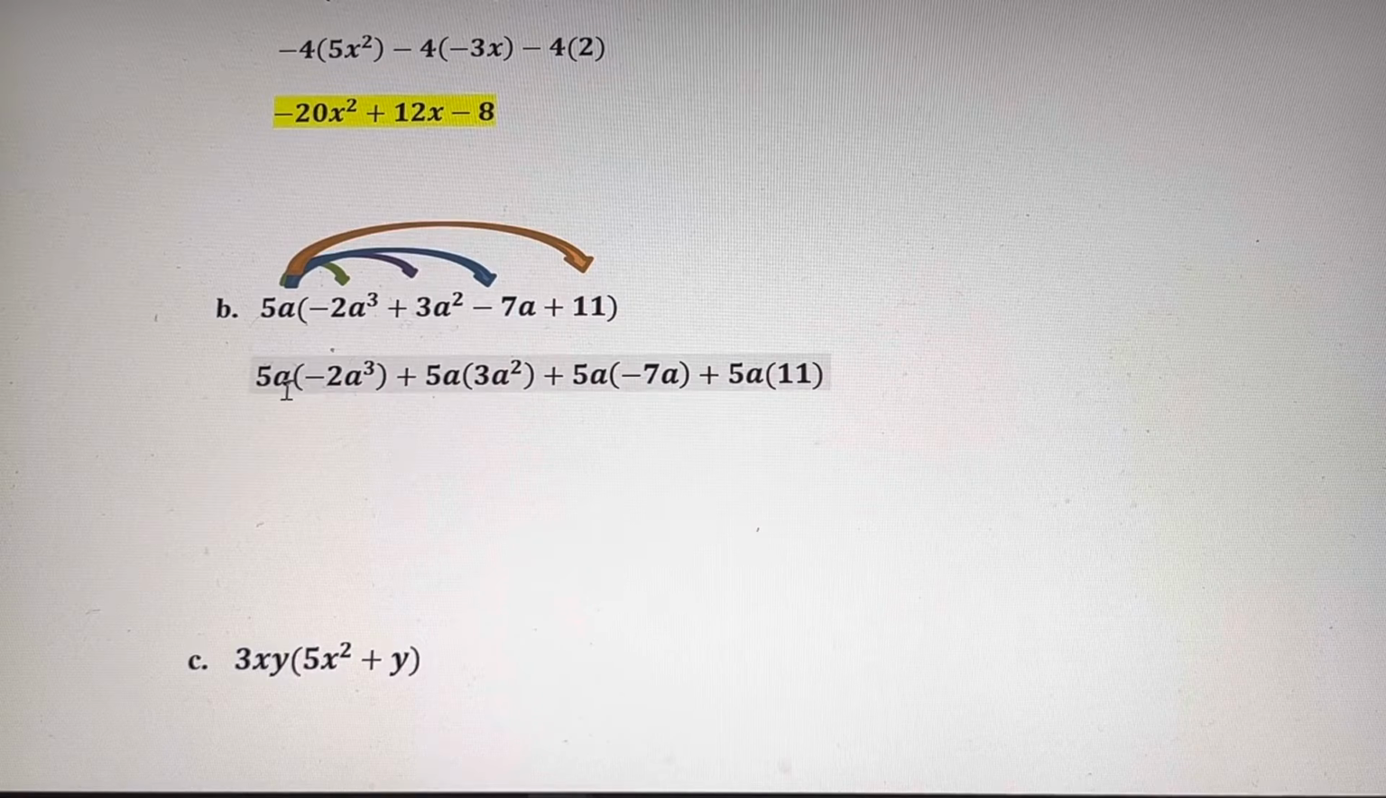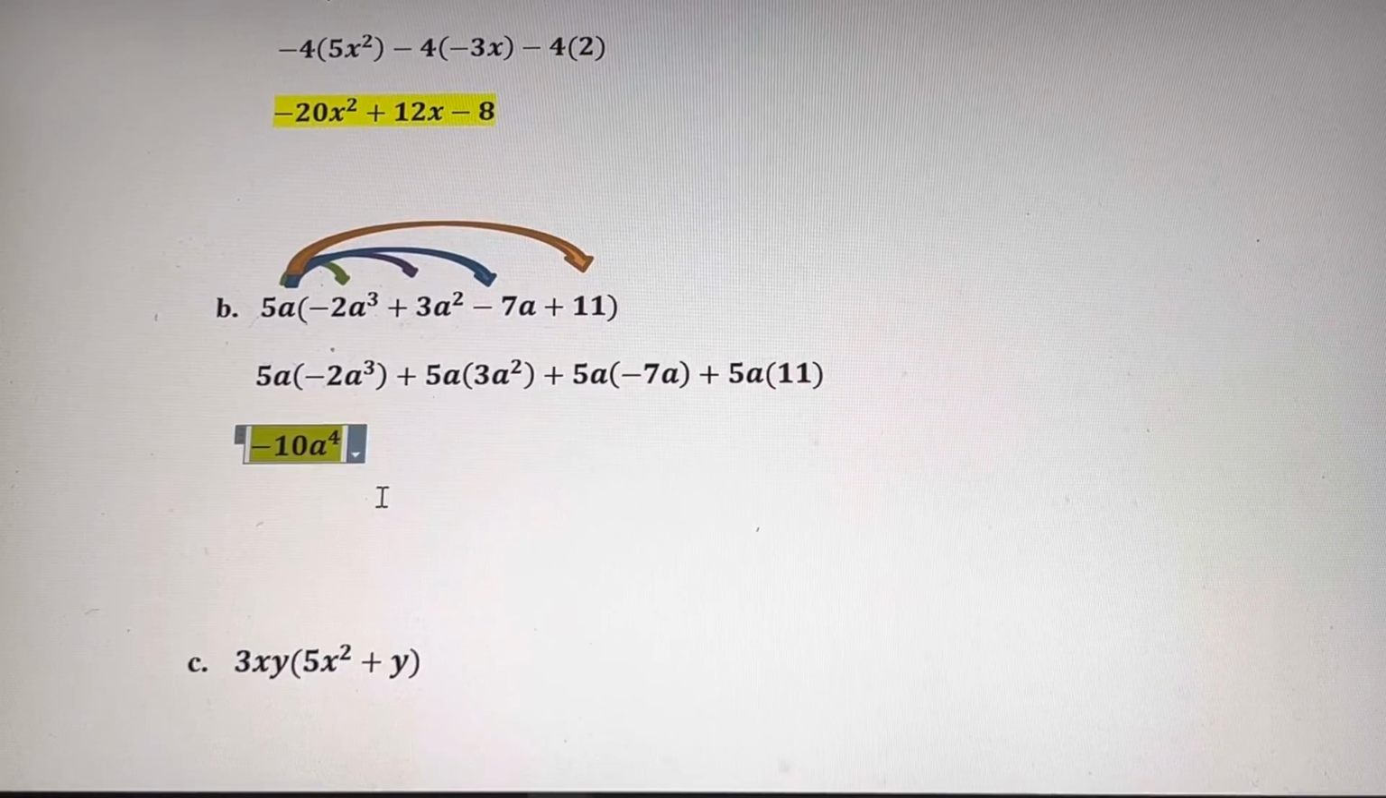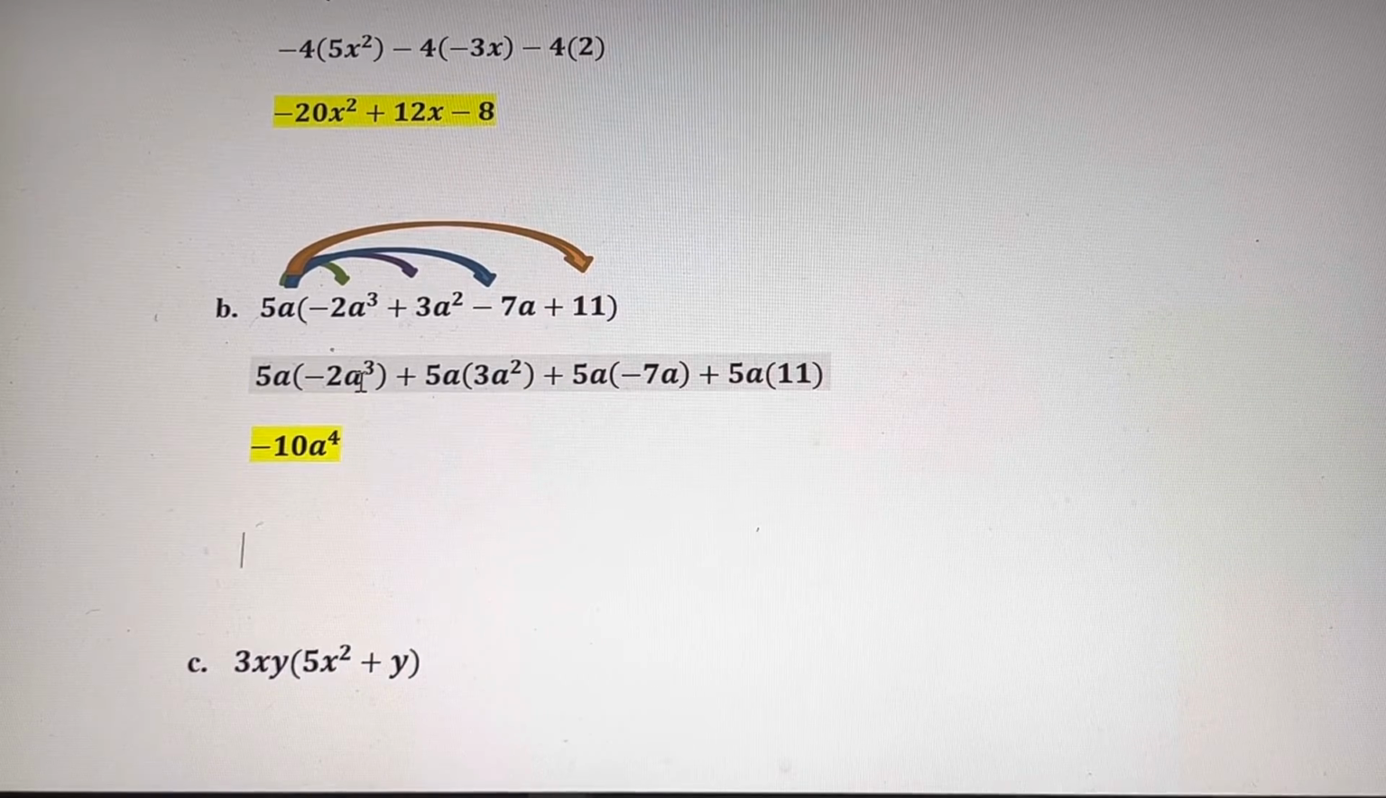All right, now I'm going to use the law of exponents again. It's 5a times -2a cubed. 5 times -2 is -10. a to the first times a to the third. Remember, we're going to add those exponents. That's where the 4 comes from.